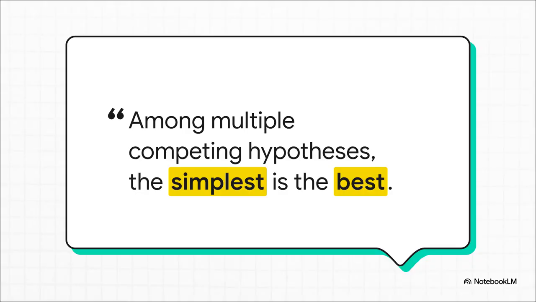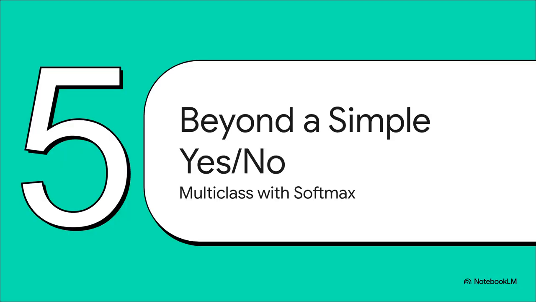This isn't even a new idea. This is really just a modern take on a very old principle called Occam's razor, which basically says that if you've got a bunch of competing explanations, the simplest one is probably the best one. Regularization is just Occam's razor for algorithms. All right, let's move on to our final section and see how we can build on this.